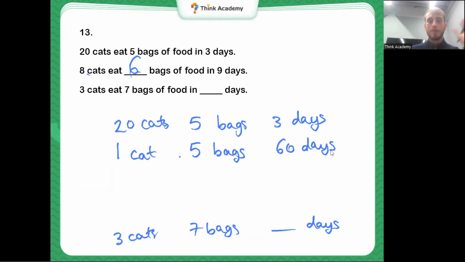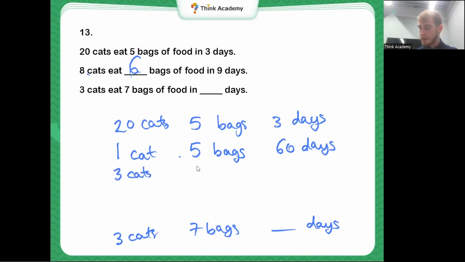So you can imagine the number of cats and the number of days have a bit of an opposite relationship. So the more cats you have, the less days you have. So if you have 20 times more cats, you need 20 times less days. If you have 20 times less cats, you need 20 times more days. Okay, and now that's special because that allows us to times by 3 and find what 3 cats can eat.